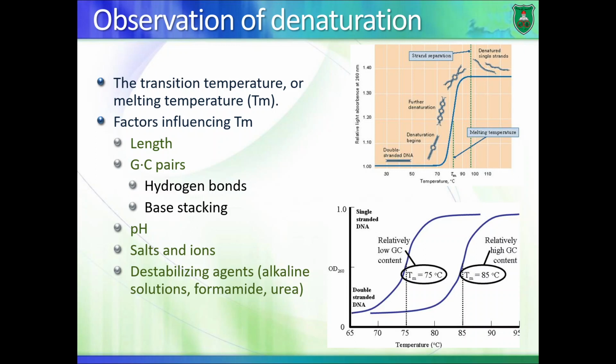So the final factor that I'll talk about is destabilizing agents. There are agents like alkaline solutions, again pH, formamide, as well as urea. What they do is disrupt hydrogen bonds, and as a result they lower the melting temperature. Okay, so this is the concept of denaturation of DNA.